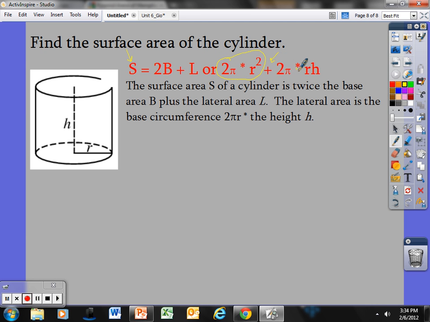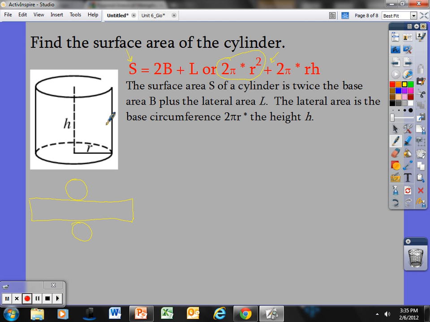Now it says 2 times pi times radius times height. Now the lateral area is the base circumference. So now I need to find the circumference of this. I need to find circumference twice, and then that's going to be the length of this rectangle. Because if you think about it, when I unravel this cylinder, it's really going to look like this. It's going to be two circles with a rectangle.